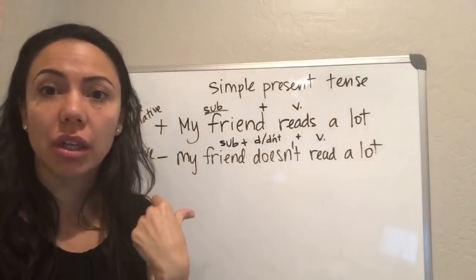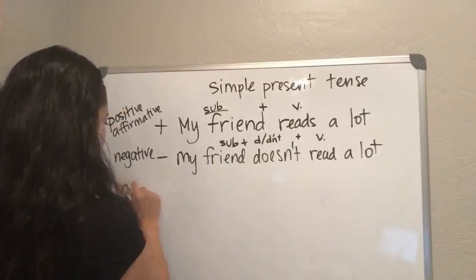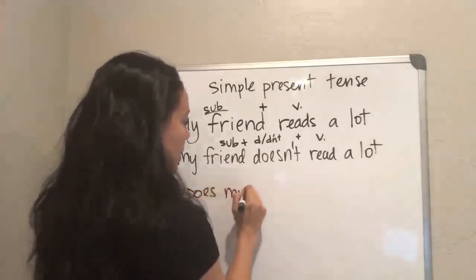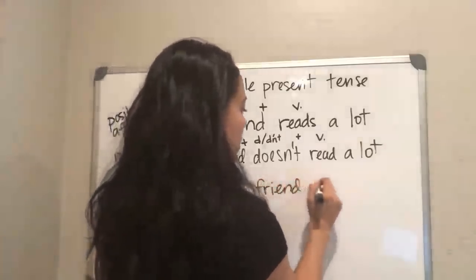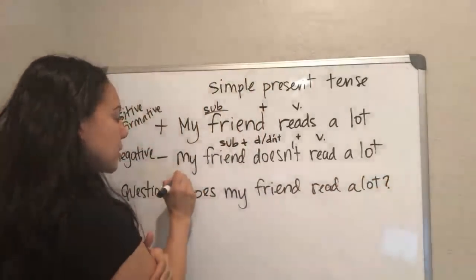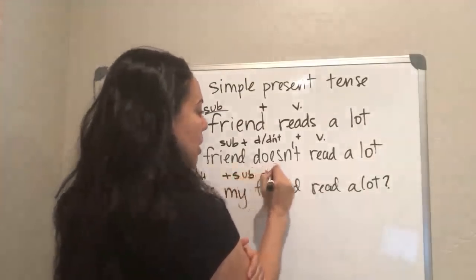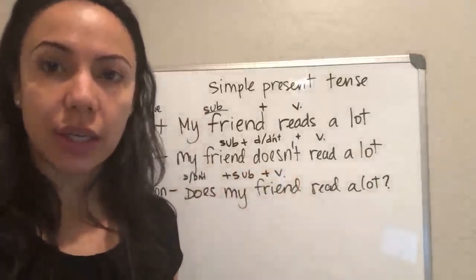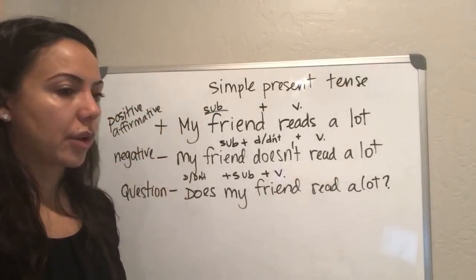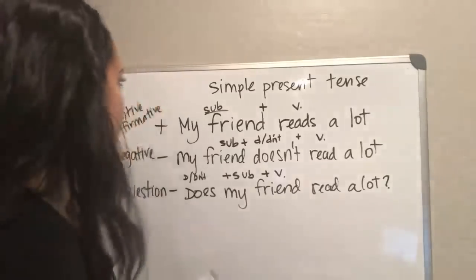And then what about a question? Let's make this a question. Does my friend read a lot? Here's our question. So now we're going to start with the does or doesn't plus the subject plus the verb. Does or doesn't my friend read a lot? Does my friend read a lot? So we have the does or doesn't here. So now let's have you guys do some of this.